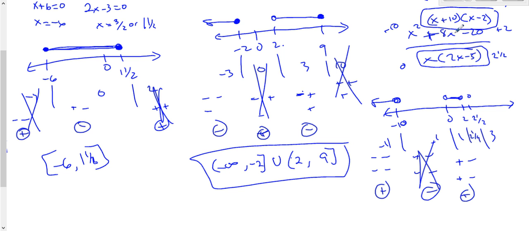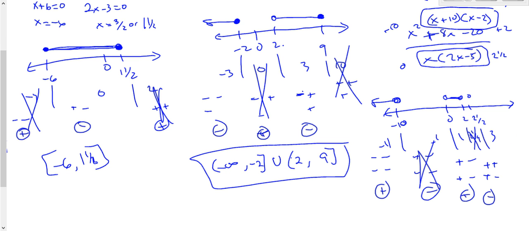When I check 2 and 1/4 plus 10, that's positive. 2 and 1/4 minus 2 is positive. 2 and 1/4 by itself is positive, and 2 and 1/4 times 2 is 4.5, and 4.5 minus 5 is a negative answer. So 1 negative will give me a negative outcome, not what we want, so I'm not going to include in between 2 and 2.5.